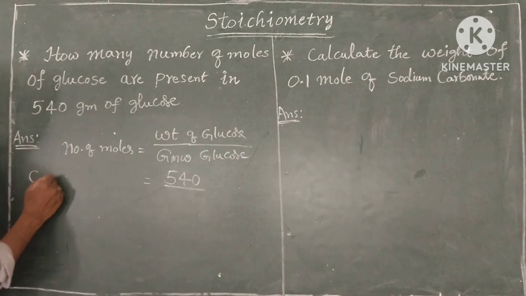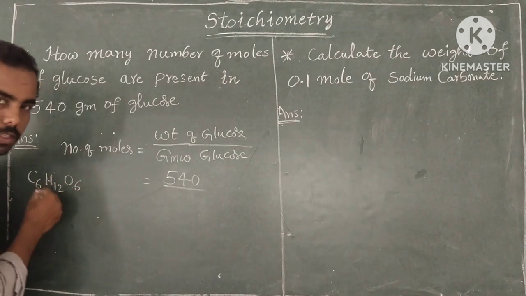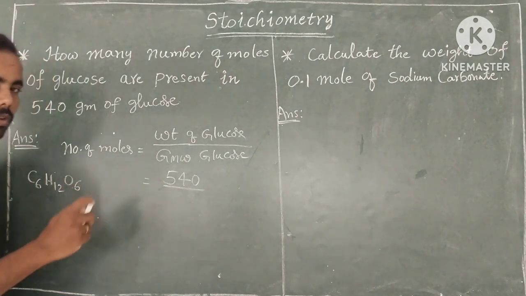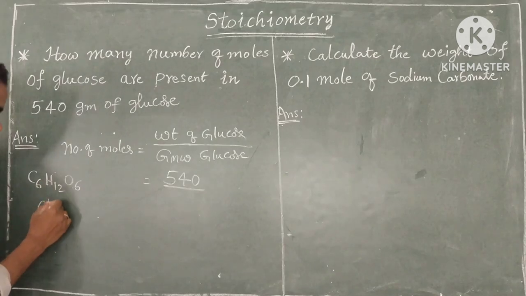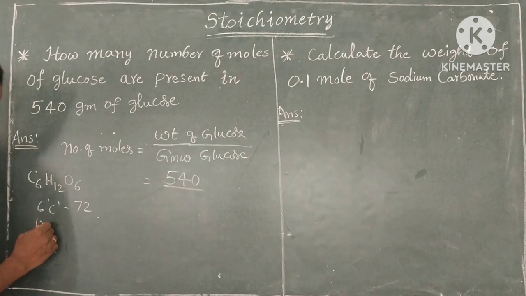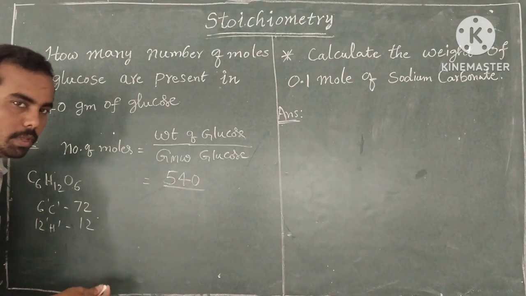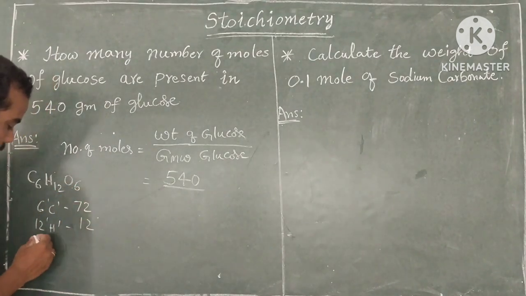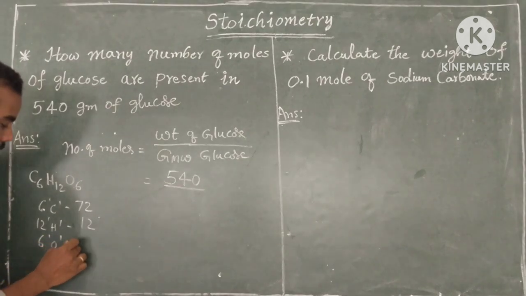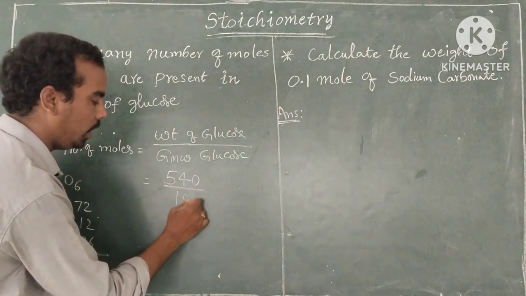Glucose formula is C6H12O6. So how many carbons? 6 carbons, each carbon atomic weight 12, 6 into 12, 72. Hydrogens: 12 hydrogens, 12 into 1, 12. Each oxygen atomic weight 16, 6 oxygen atoms, 6 into 16, 96. So total 180 grams. So 540 by 180.